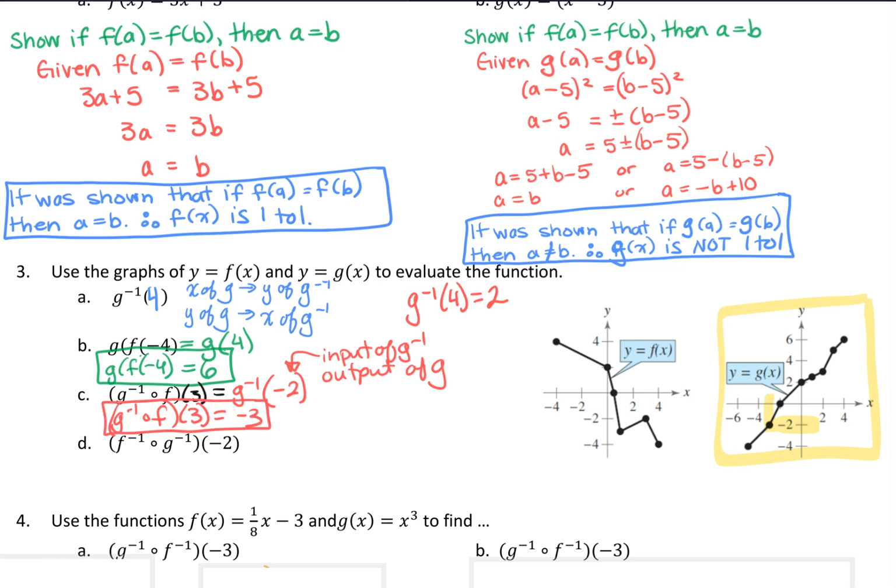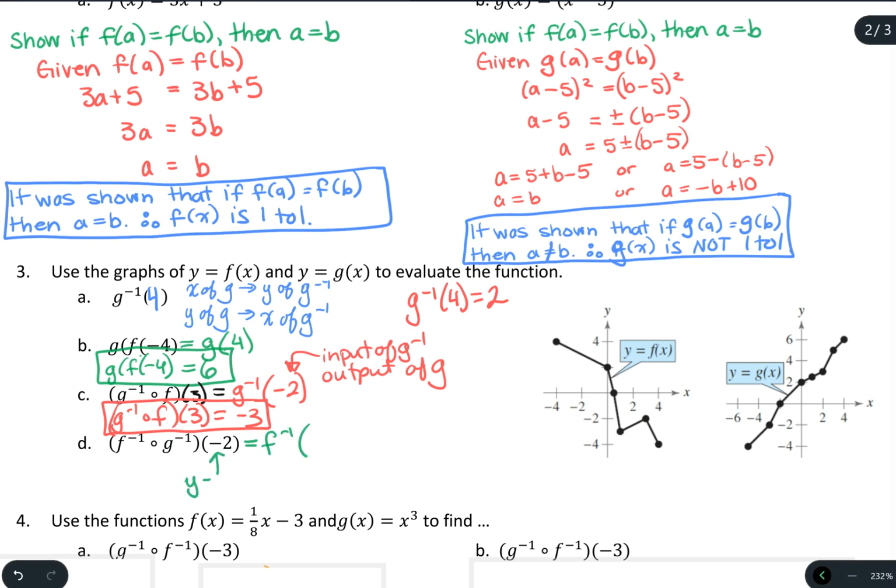Okay. And the last one, part D, we're doing g inverse of negative 2. So g inverse of negative 2, that means I am going to look for, this is the y value of g. So the y value of negative 2 is going to give me an x value of negative 2. So that's going to be negative 2.